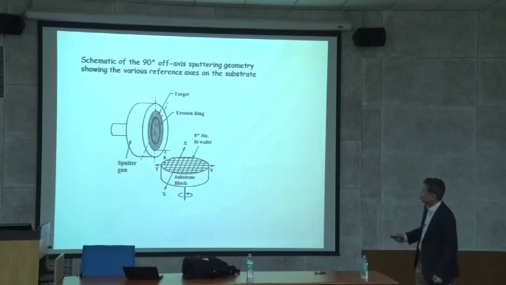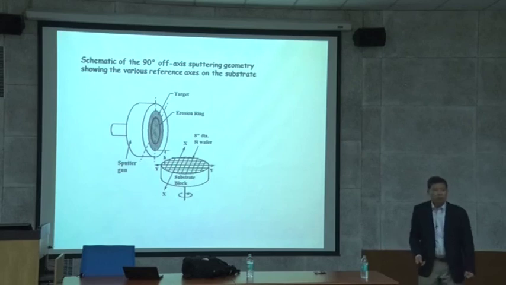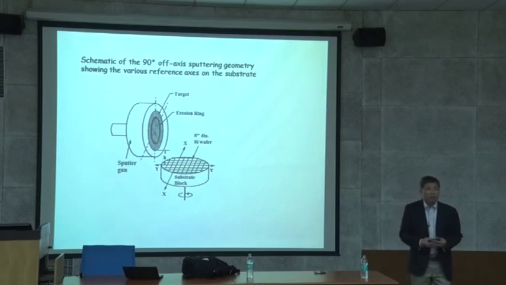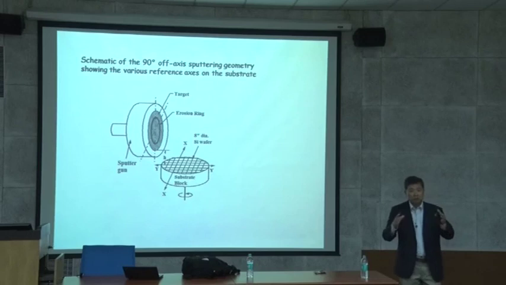When you look at this geometry, if you want to grow a small sample, like 10 millimeter by 10 millimeter samples, you don't need to do anything to grow this influence. But I want to grow uniformly over a large area, like 3-inch wafers. I want to grow a uniform area on 3-inch wafers. How can you do that by PLD?